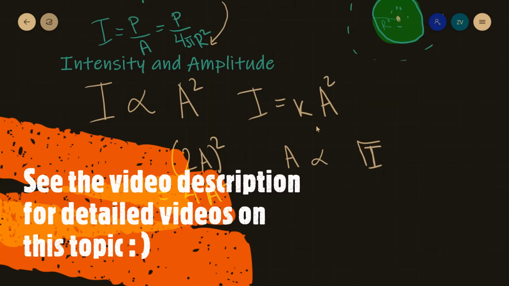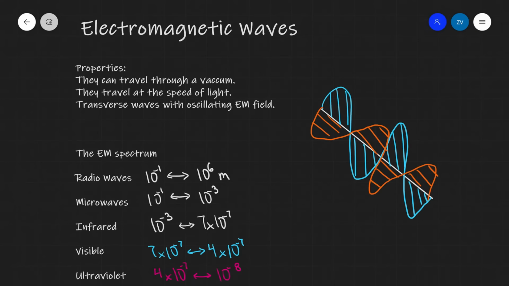I will provide a link in the description in which I do quite a lot of examples in finding the intensity or finding the amplitude by manipulating this relationship that the intensity is proportional to the amplitude squared. So if you would like some extra practice on this, please have a look in the description of this video. So let's have a look at some properties of electromagnetic waves.